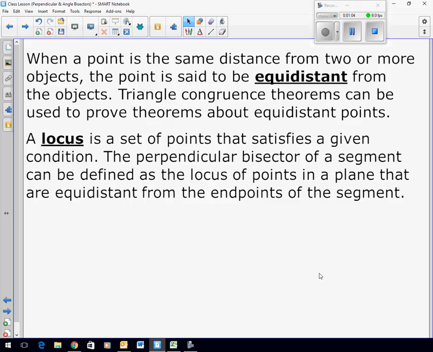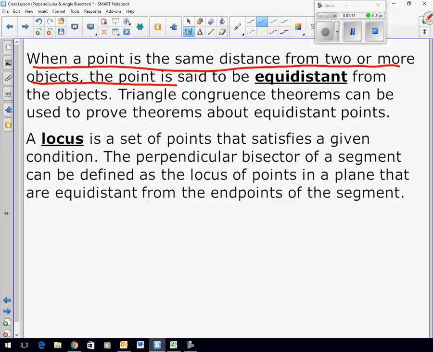Now you know it. Okay, so make sure we get our definition for equidistant. How many equal words do we have? A lot in geometry. This is the third one in two days. Yesterday we had equiangular and equilateral, correct? Triangle congruence theorems can be used to prove theorems about equidistant points.